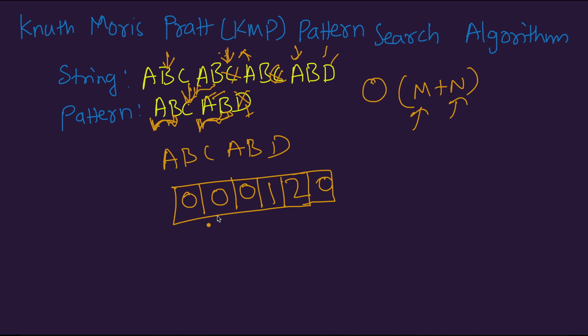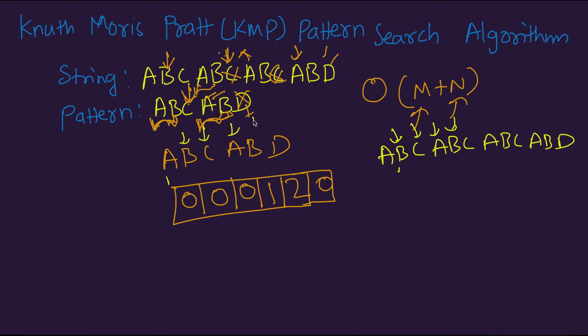So now, once we got the array, we have this string ABC, ABC, ABC, ABD. Now what we do is, we start with A, comparing A and A, which is good. So it goes to this index and compares B and B, which is good. Compares C and C, which is good. A and A again, which is good. B and B again, which is good.